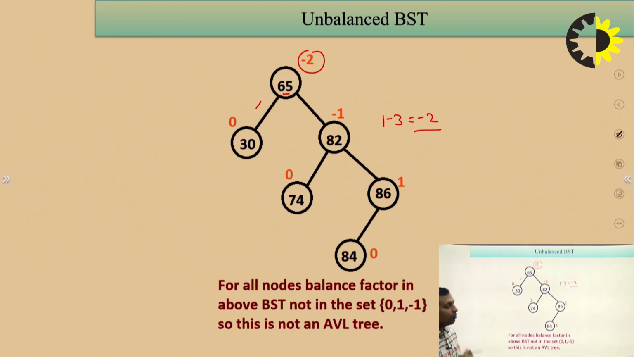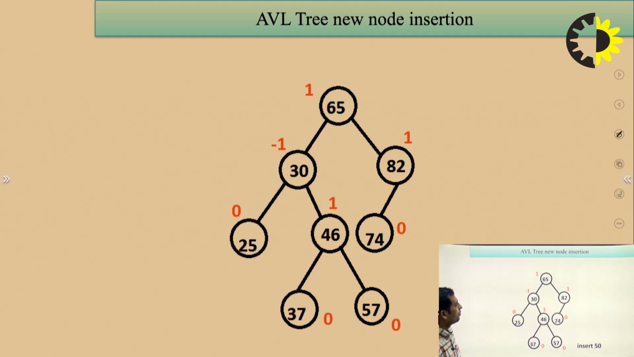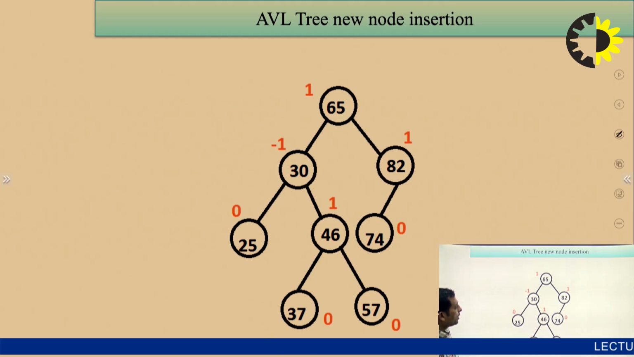So there is a requirement to balance the tree by using the AVL methods. We will see the AVL method further. Now we have seen how to calculate the balance factor. Now suppose our tree is, in any scenario, fully balanced, and we want to insert a new node, that is 50.